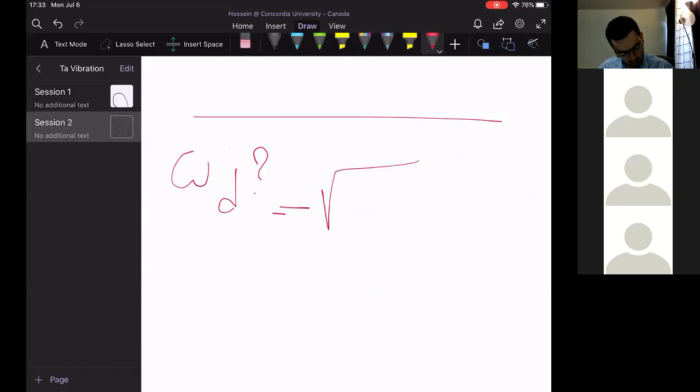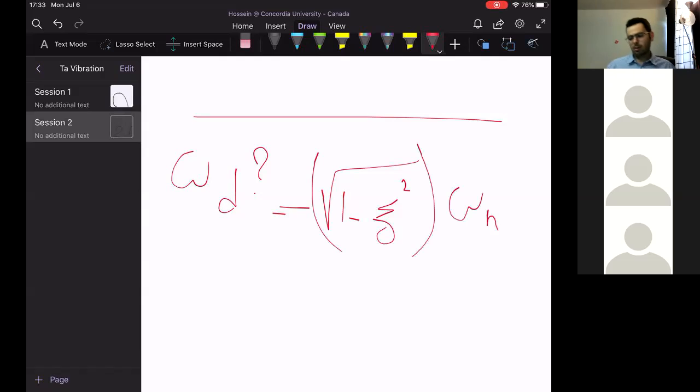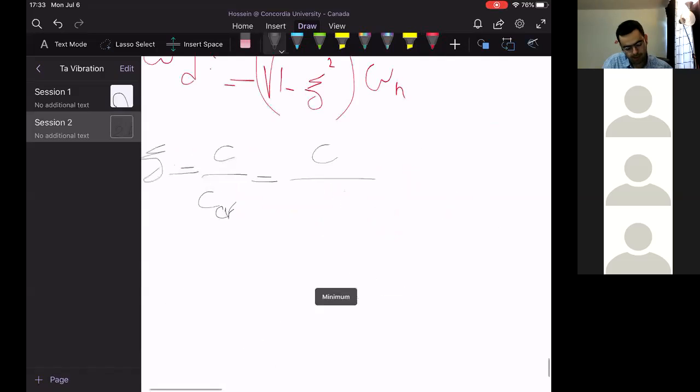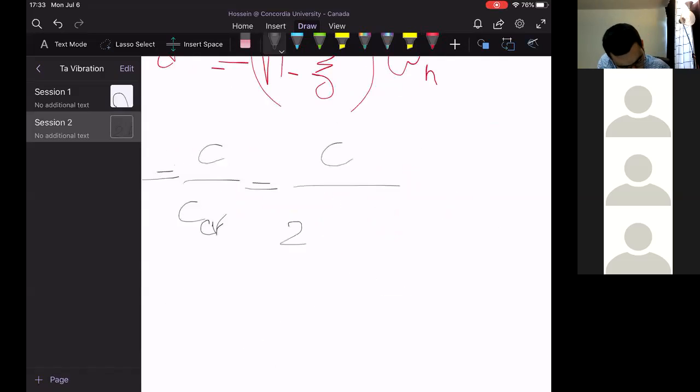Omega d is nothing but square root of 1 minus zeta squared, the damping ratio, multiplied by omega n, right? So in order to calculate the damped natural frequency omega d, we have to first calculate the damping ratio. Zeta is C over C critical, and C is given in the problem, just assume it as C, and C critical is 2m omega n, right?